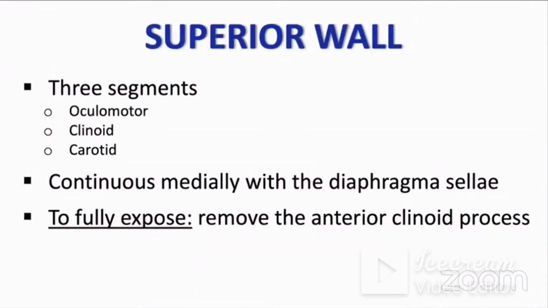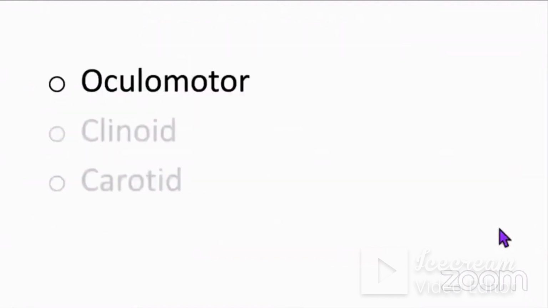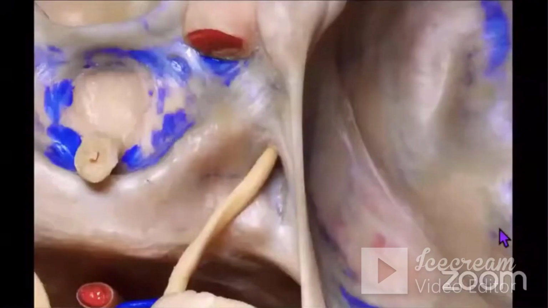So in relation with the superior wall, we have to remember that it has 3 segments, oculomotor, clinoid, and carotid, continuous medially with the diaphragm that we already talked about. And to fully expose the superior wall, we have to remove the anterior clinoid process. So the oculomotor portion is a triangle shape.